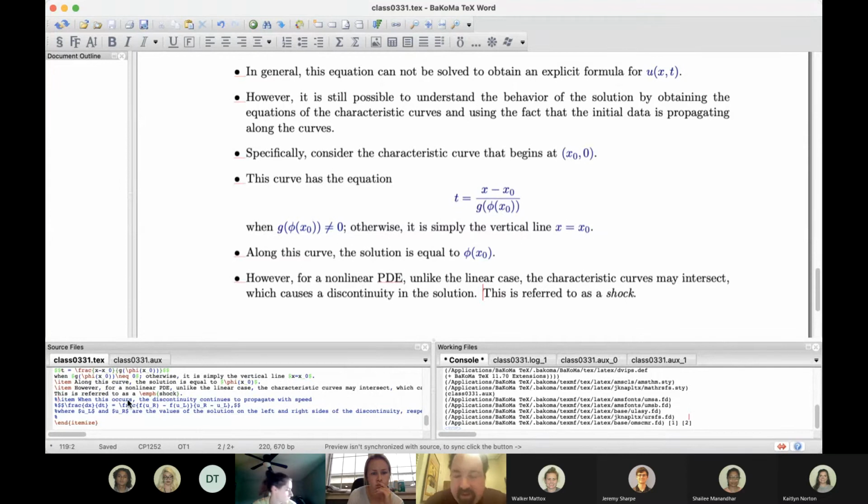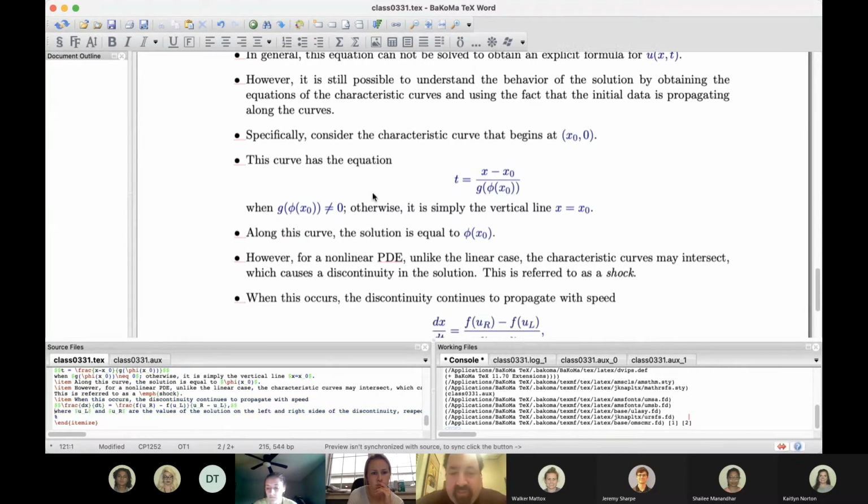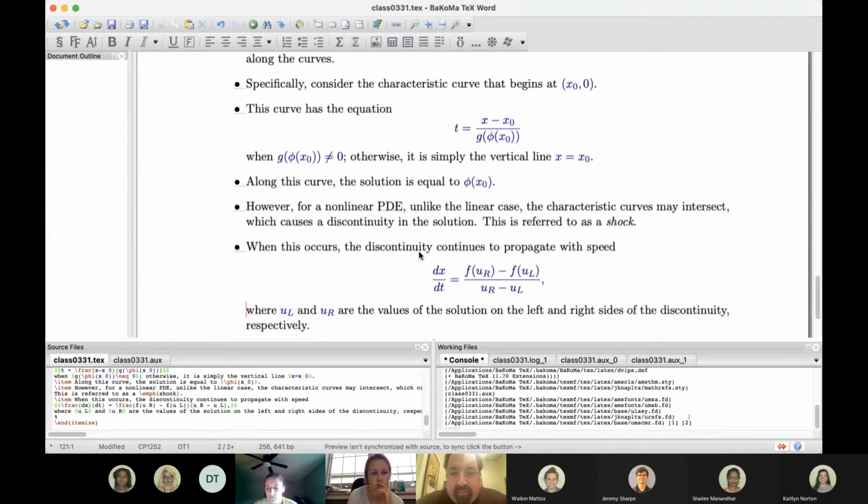So how does the solution behave once a shock occurs? The discontinuity is going to continue propagating with a speed that comes from the value of your flux function at the two conflicting values. This is your value on the left side of a jump. Here's a value on the right side. This difference quotient gives you a slope, and that's the speed at which the shock will propagate. So when you have a conflict, you basically have a wave that is moving at a constant speed after that point.